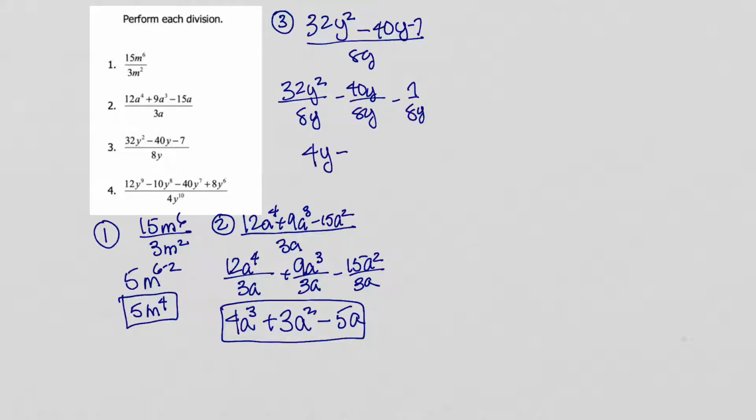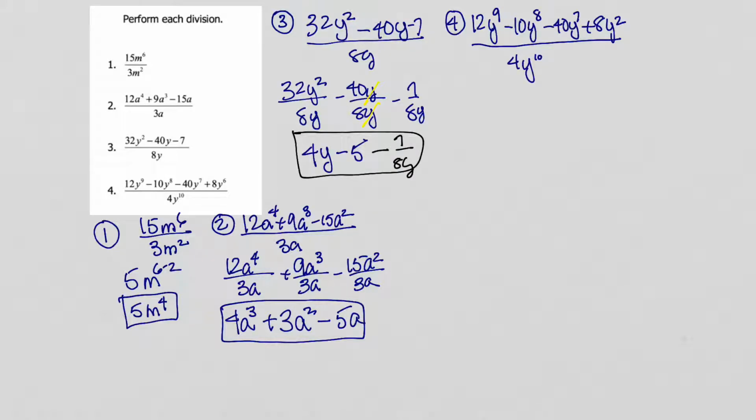And then what do we get over here? 40 divided by 8 is 5. And then you see what happens here? These y's are going to divide out, right? So you get y to the 0, or just 1. And then, now we can't make this division here. This is our remainder, so that's what we're left with. Minus 7 over 8y. That's the best we can do with that.